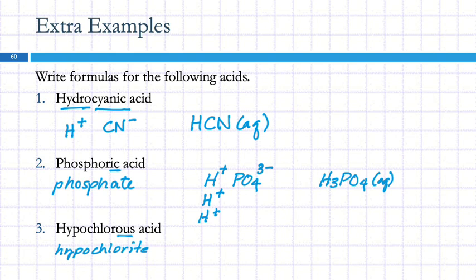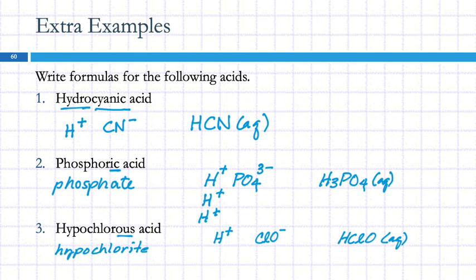So we need the formula for hypochlorite ion. That's going to be ClO minus. Chlorate is 3 oxygens. The -ite version is 2, and below the -ite version is 1. And a hydrogen ion, so what's the formula? HClO, aqueous. I don't need the minus there because it's the formula. When we write the formula for a compound, we leave all the charges out.